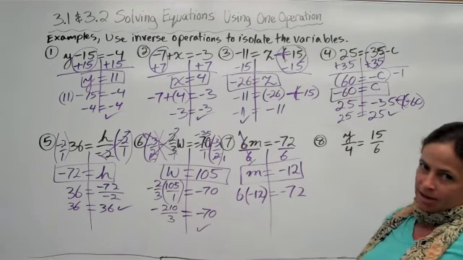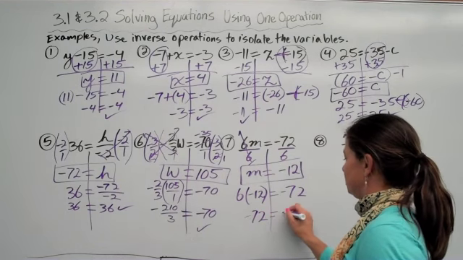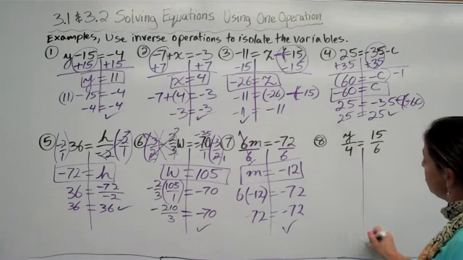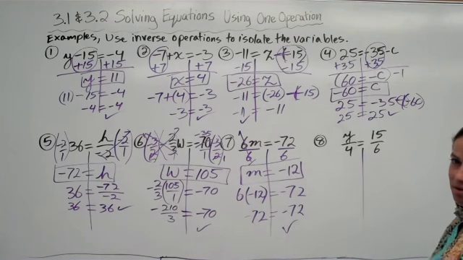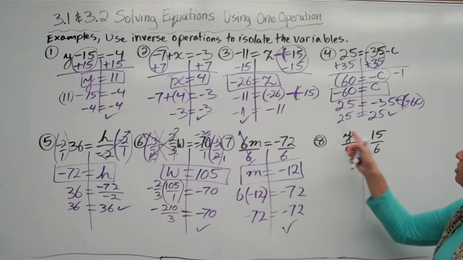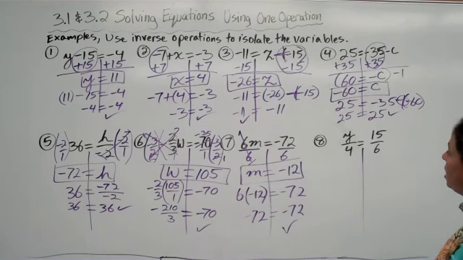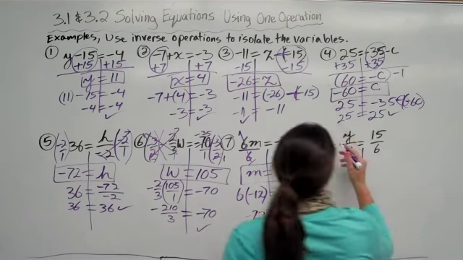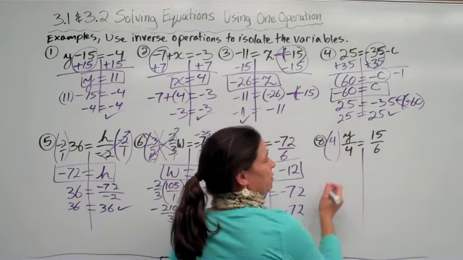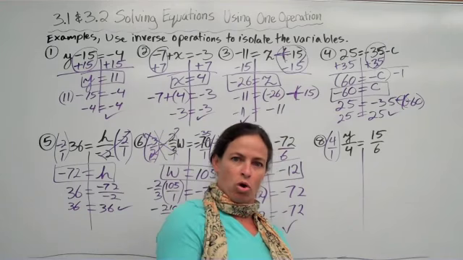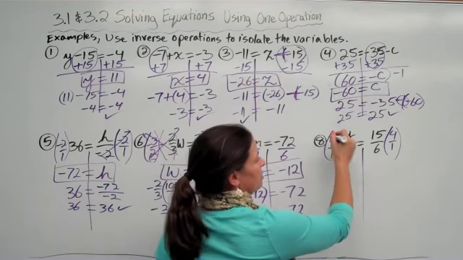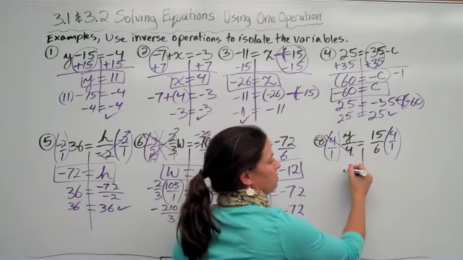Now, check. Plug it into the original problem. 10 over 4, does that equal 15 over 6? Well, I see 2 fractions that I can simplify. So if I simplify this fraction down, I could also do long division or change it into a mixed number. Any of these methods work. I'm just going to simplify. 2 goes into 4 twice, and 2 goes into 10 5 times. So this simplifies to 5 over 2. And 3 goes in both of these. 3 goes into 6 twice, and 3 goes into 15 5 times. And they both do simplify to 5 over 2. So I checked it and I got it right. Yeah!